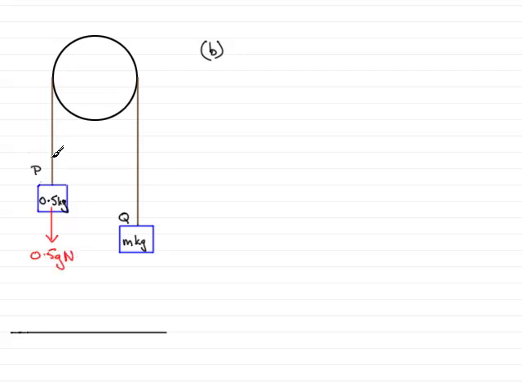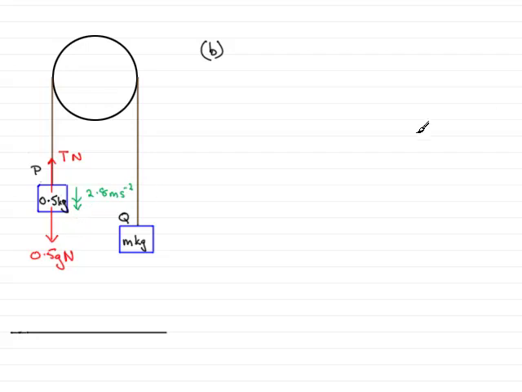And there'll be a tension acting in the string acting upwards, which I'll call T, and that'll be T newtons. And we mustn't forget that the particle is accelerating downwards, so I'll mark that in. We discovered from part A that it was 2.8 meters per second squared. So mark that acceleration in there.